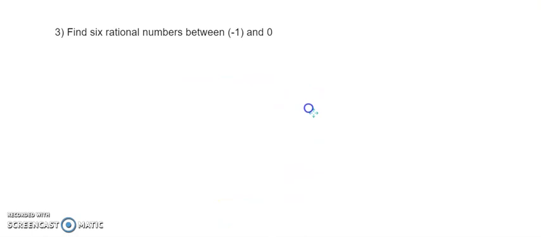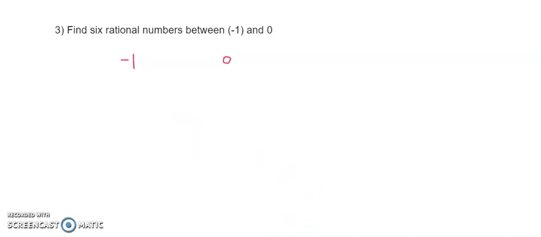Like in the next question, they're telling us to find 6 rational numbers between -1 and 0. Is there any integers between -1 and 0? No. So what we'll do, we'll try to make it more smaller, not bigger, but more smaller. I was wrong there. We'll divide it by 10. So we are making it more smaller, right?